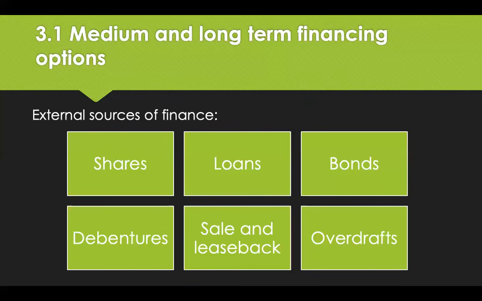So when selecting the source of finance to use for a new project, a business needs to consider three major issues. One, is it possible to raise the finance from existing internal resources, or is external finance required? Number two, where there is a need for external finance, is debt or equity more appropriate? And three, where external debt or equity is required, what form should it take, and where should it be raised from?